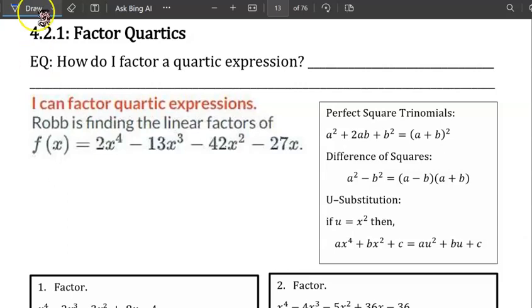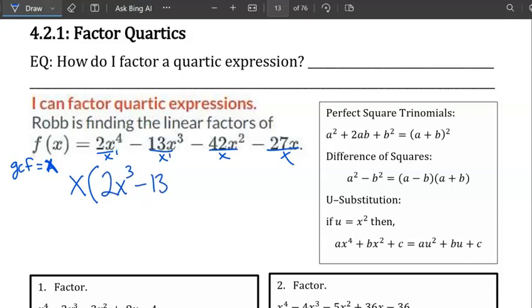42x squared minus 27x. The first thing you want to try to do is factor out the greatest common factor. The GCF of this expression is x. You could take an x out of each one of these. So we write x on the outside. 4 minus 1 would be 3, so there's 3 x's left there. 3 minus 1, that's 2. 2 minus 1, that's 1. And then 1 minus 1 is 0. There's no x there.